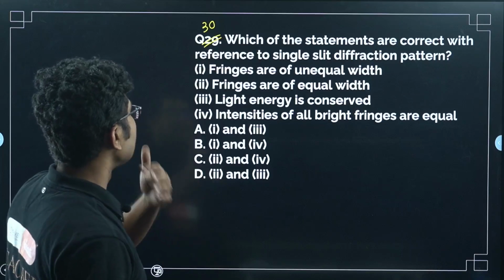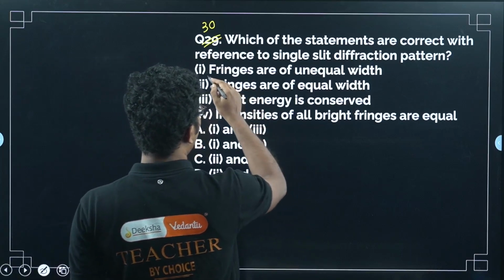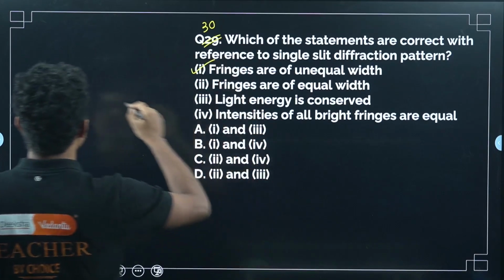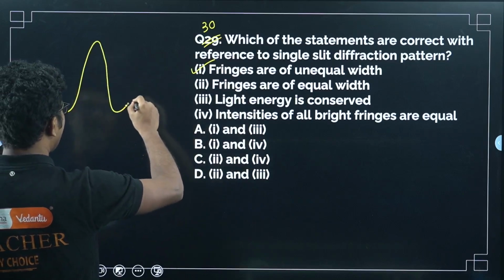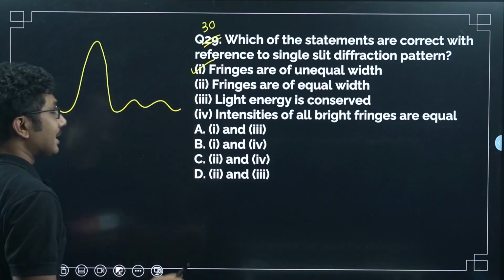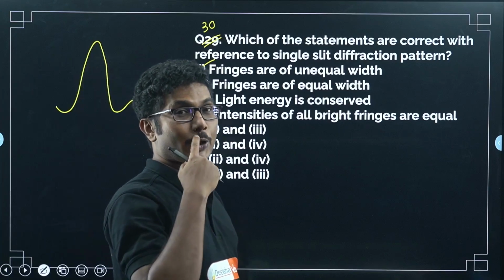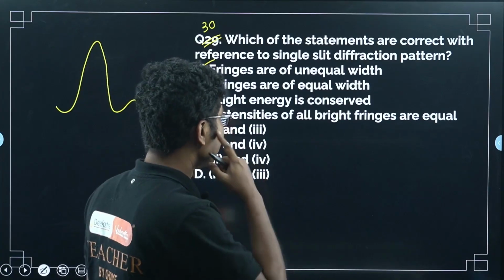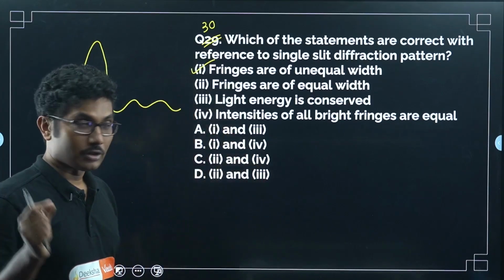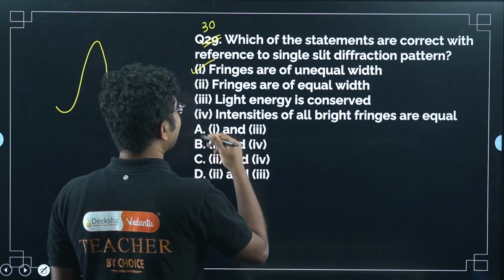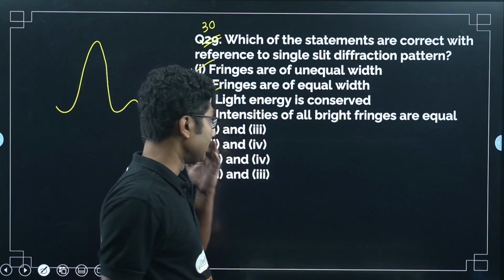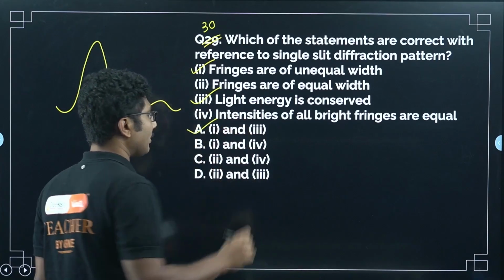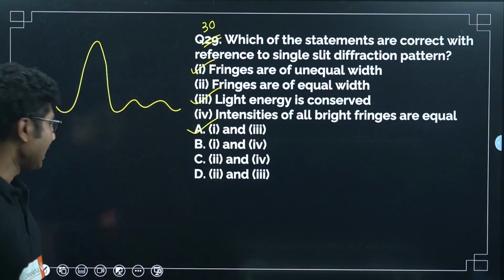In single slit diffraction, fringes are of unequal width. We know that the central fringe is much brighter and broader, the other fringes are neither that bright nor the same width, and the width is also getting smaller. But energy will always be conserved. So option 1 and option 3 is the correct answer.